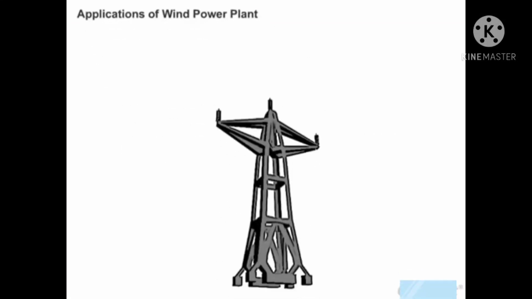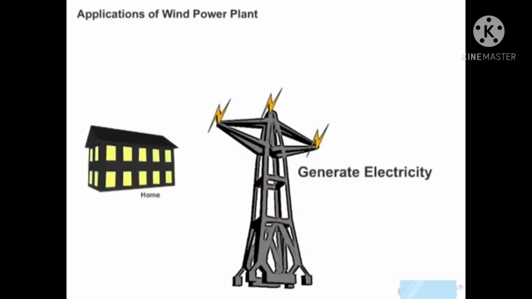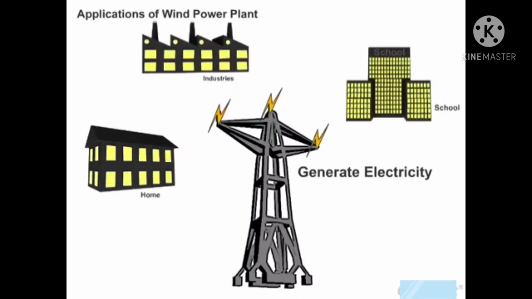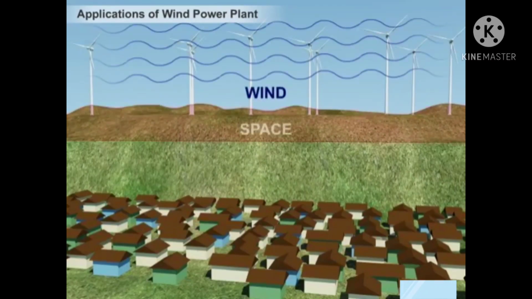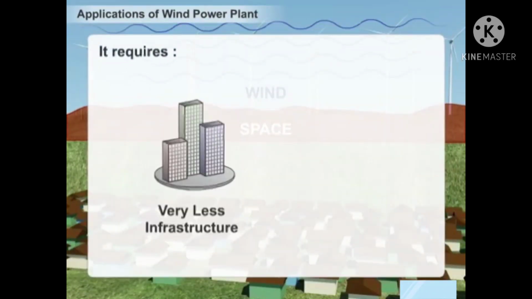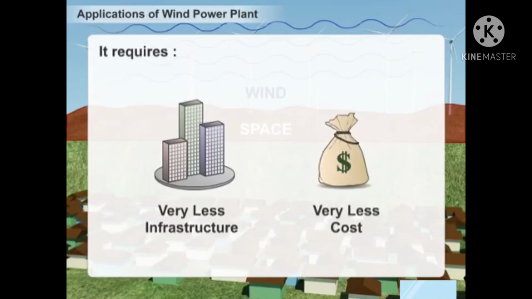Applications of wind power plant. The application of wind power plant is to generate electricity. This electricity can be used for many purposes. This electricity can be provided to rural areas where there is a shortage of power supply or no power supply at all. It is easy to establish a wind power plant in rural areas because free wind and space is readily available, and it requires very less infrastructure and cost.